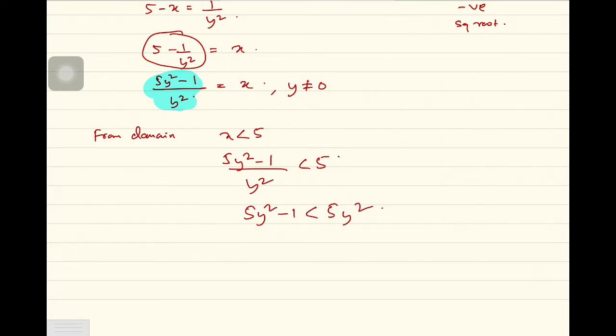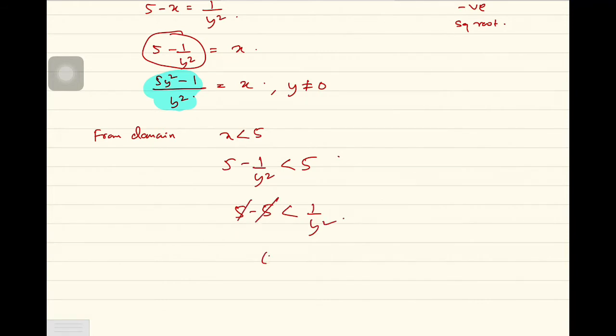Sorry, even the previous one would be accepted. What was the previous one? 5 minus 1 by y square is less than 5. Then 5 minus 5 is less than 1 by y square. Let me just tell you this. 0 is less than 1 by y square. Then 0 is less than 1, which is true. I'll just write it down, which is true. It's obvious fact, isn't it, everyone?